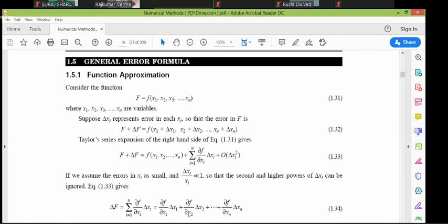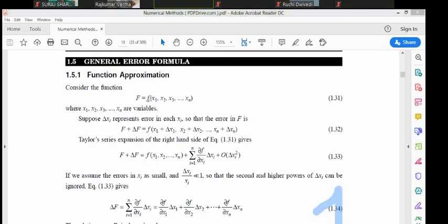Now, function approximation. We consider the function F equal to f(x1, x2, x3, ..., xn), where x1, x2, x3, ..., xn are variables.